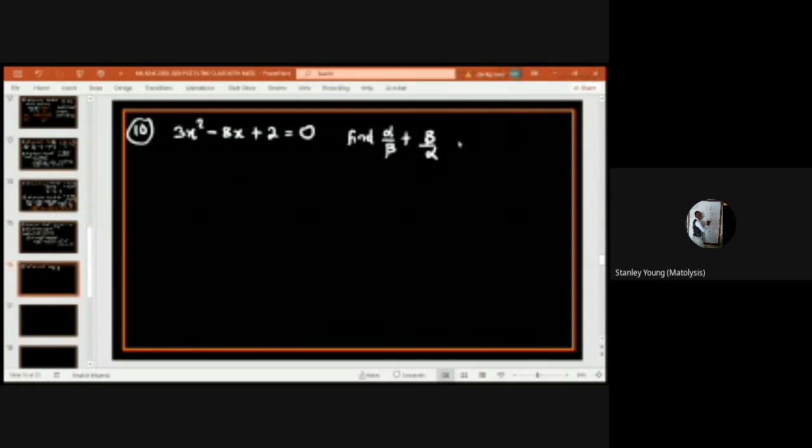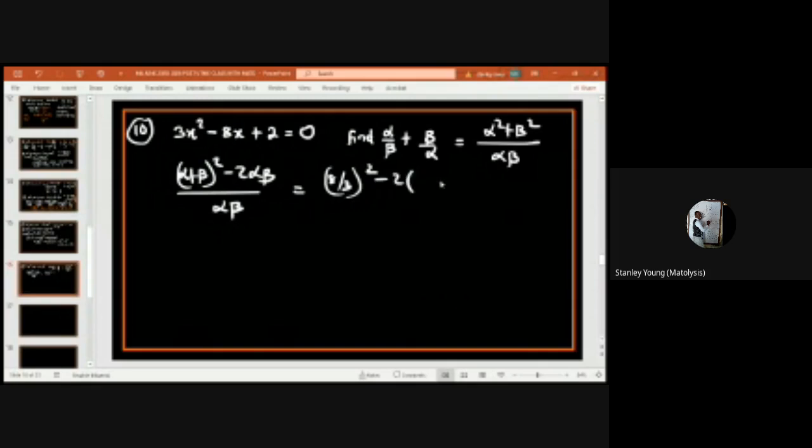So what you just do here is find the LCM, which is alpha beta, and you end up having alpha squared plus beta squared on top. Sorry, I had to rush this. This is going to give us (alpha plus beta) squared minus 2 alpha beta, over alpha beta. So this is going to be alpha plus beta as 8 over 3, squared, minus 2 into the bracket of 2 over 3, over 2 over 3. Sorry, I'm rushing this, I'm really sorry. I can finish this up actually.